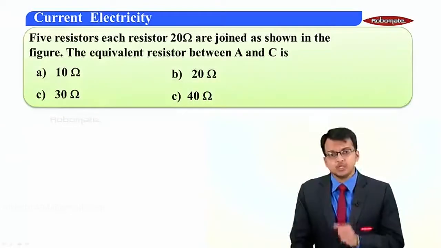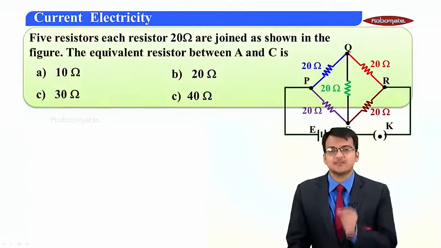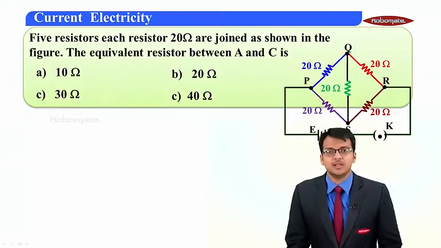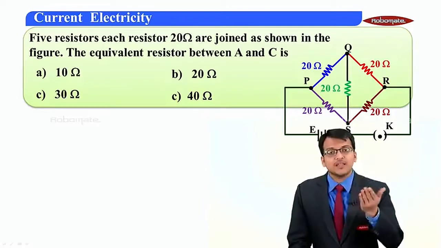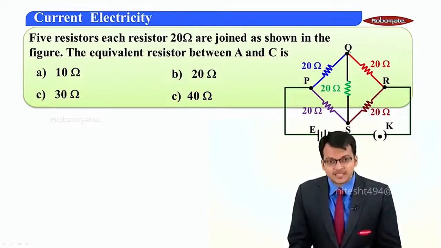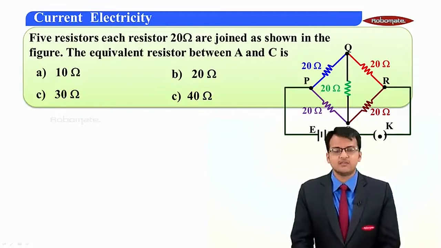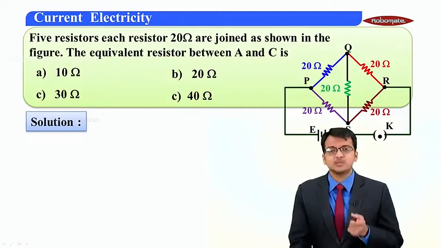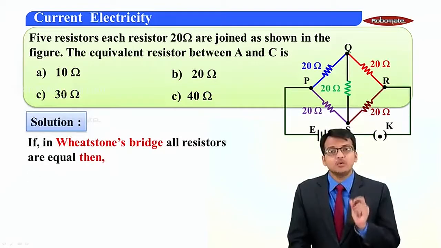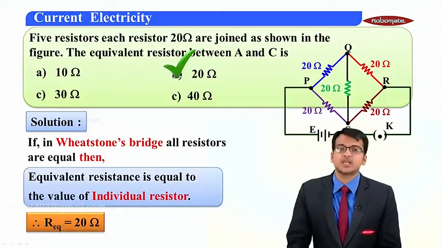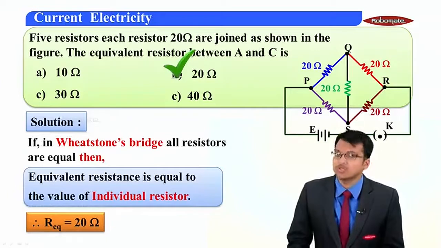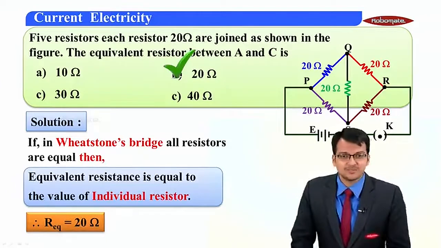Now, based on this shortcut, please give me the answer for this very simple numerical. 5 resistances, each of 20 ohm. You are supposed to find the equivalent resistance. So can I say, dear students, the equivalent resistance has to be nothing but the value of the individual resistance, and hence the correct answer has to be 20 ohms. Yes, dear students, don't you think this is very simple now?